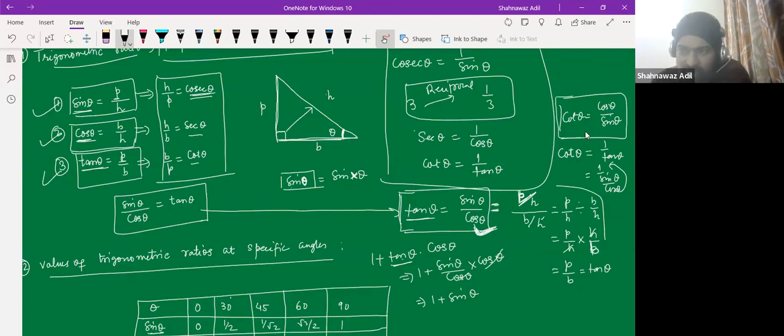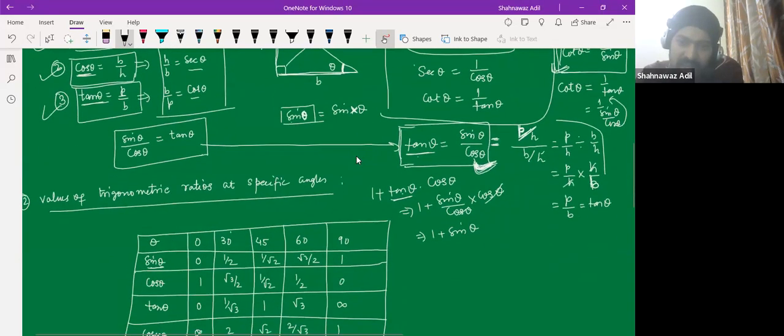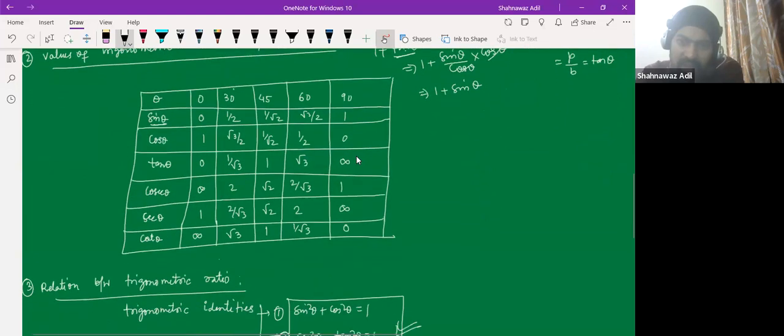Is it clear? Yes. So these two things are very important when we do trigonometric identities, because then we can write tan theta and cot theta in the form of sin theta and cos theta. Okay, so these are the things that we studied in the first exercise. And in this second exercise, we talked about this thing.